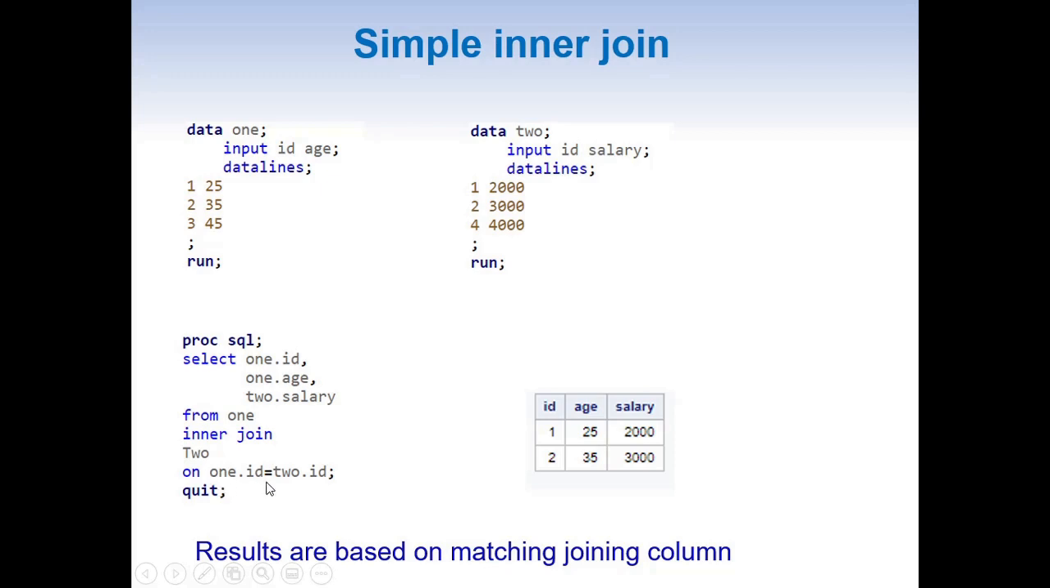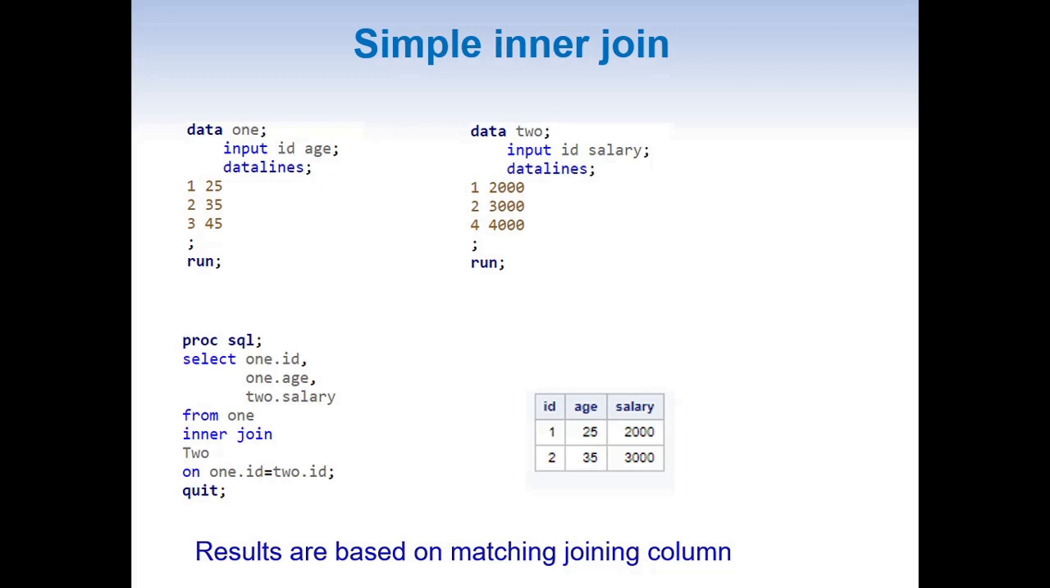When we say 1.id, it means this id variable is from dataset 1. When we say 2.id, it is from dataset 2. This is especially important whenever we have variable names which are the same in both the datasets. If we do not mention 1.id and 2.id, we are going to get an error.